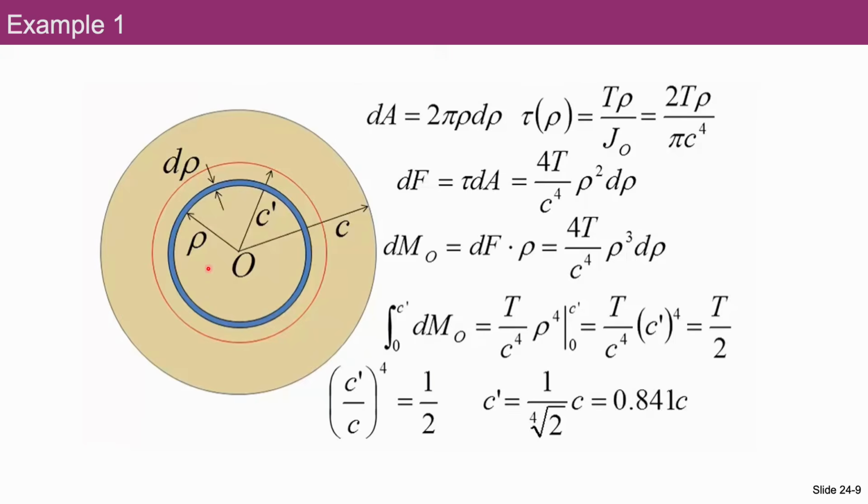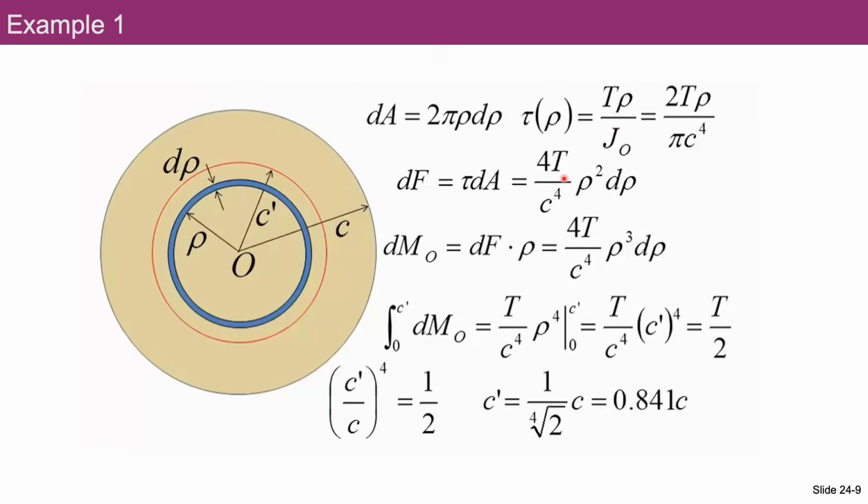And here, since we are at a constant position, which is represented by rho, the shear stress must be constant, and tau rho is equal to T rho over J. J is the polar moment of inertia, and you can substitute the polar moment of inertia of a circular shaft into this equation.